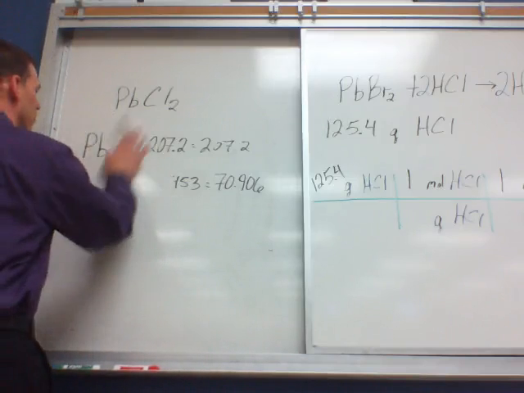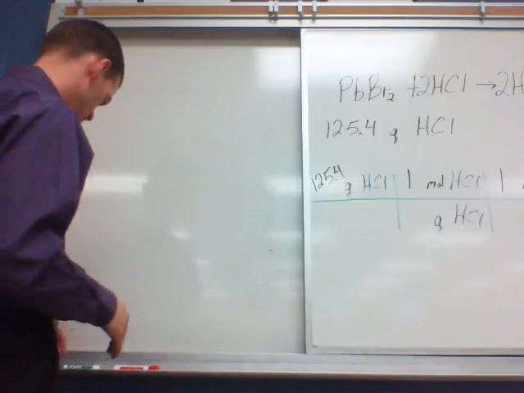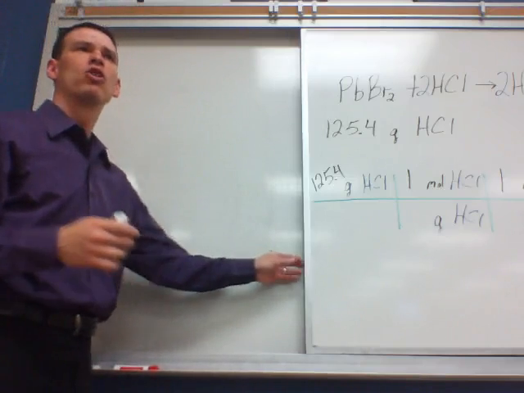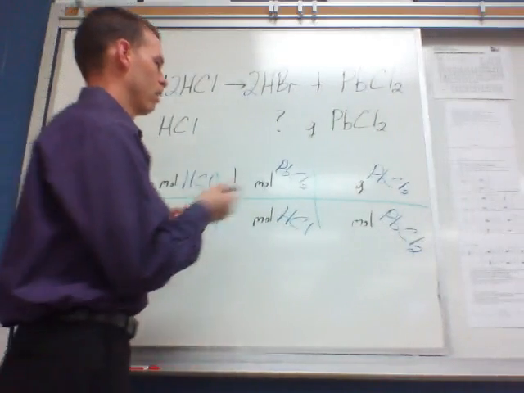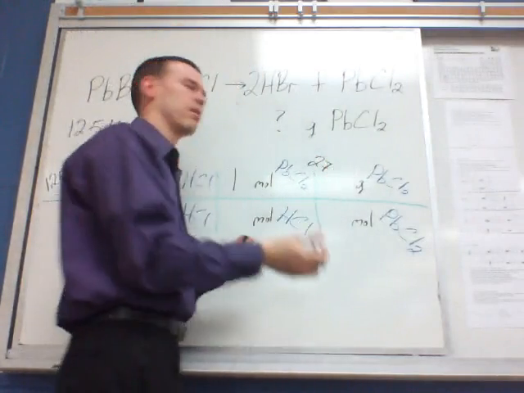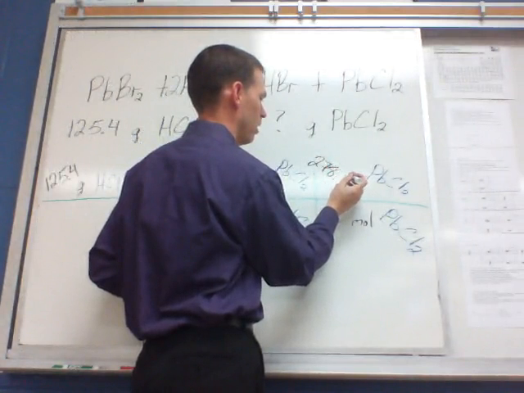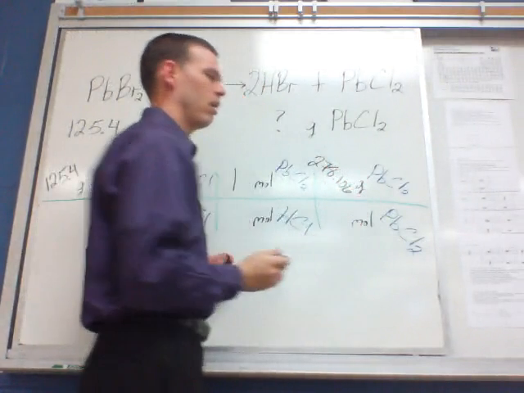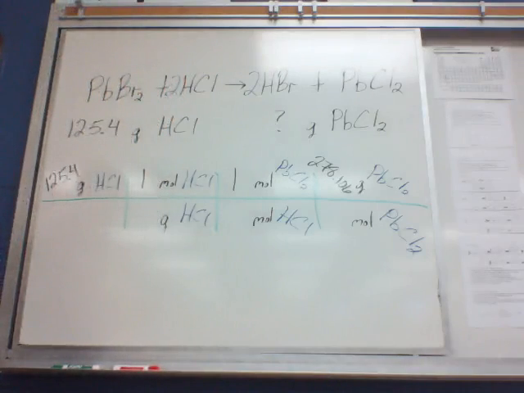Who's got that number for me? Does that sound right? Try again. I think it should be bigger than that. It's just a decimal button slip. That's fine. 278 point what? I'm sorry. 1 lead, 2 chlorines added together.